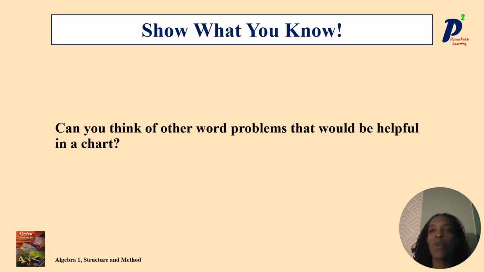Great job today. We used the chart for our word problem today, so I think the big question is, can you think of other word problems that would be helpful when put into a chart? Turn and chat with your classmate, and I'll see you in the next lesson.